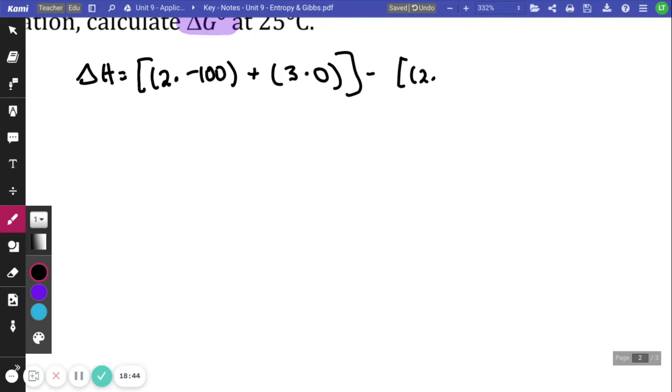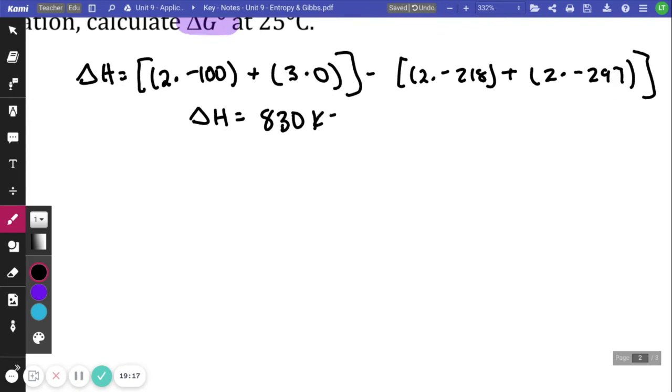minus the sum of our reactants, which is going to be 2 times, because we have 2 lead oxides, times the heat of formation of lead oxide, which is negative 218, plus the other reactant, which is SO2, so 2 times that, which would be negative 297. So go ahead, plug that into your calculator. And when you do, I got that delta H should be 830 kilojoules per mole.